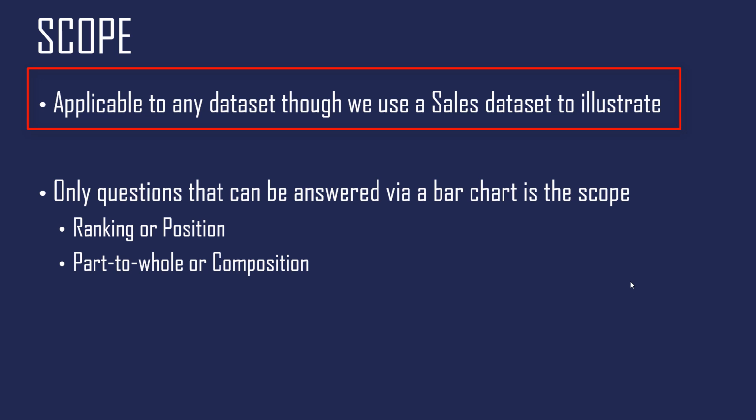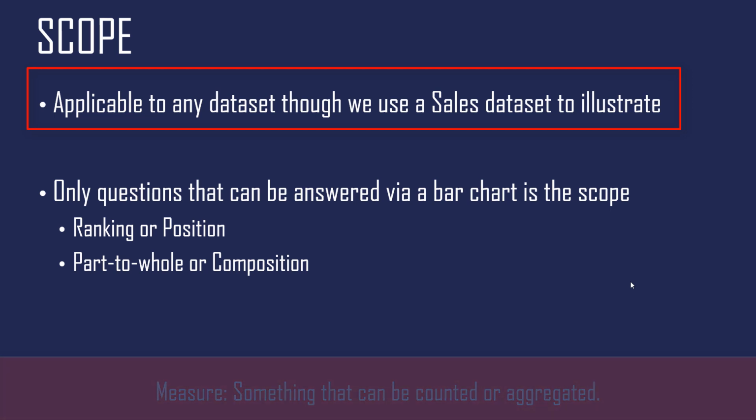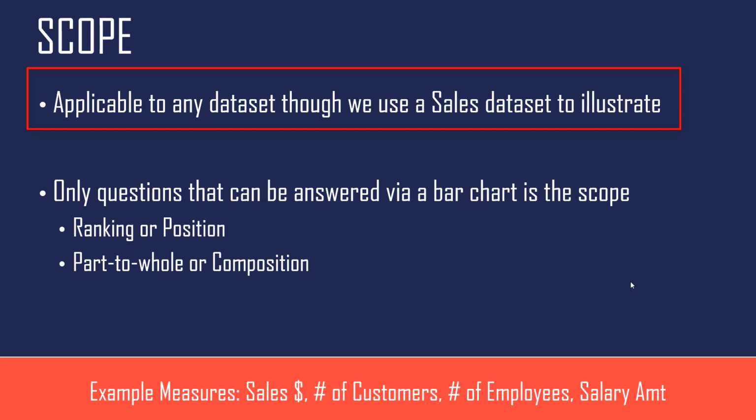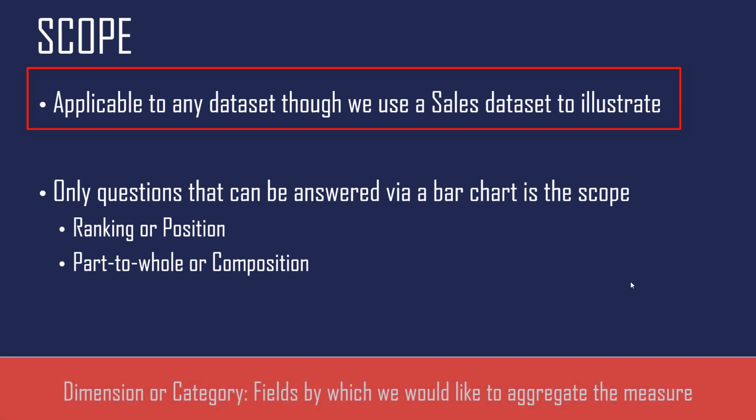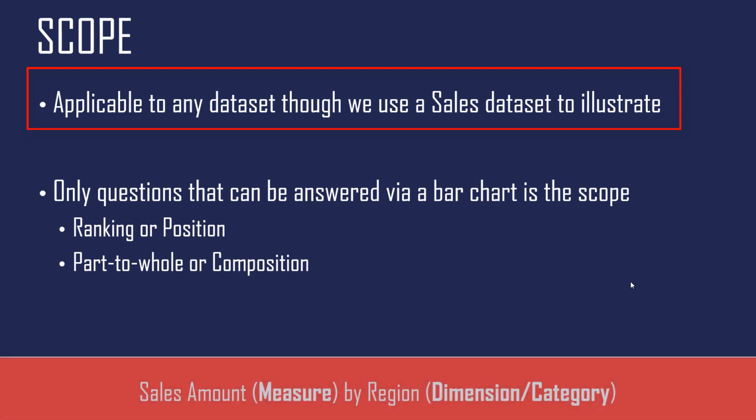As long as you have data which represents measures or metrics, which are things we want to measure, for example, sales, number of customers, number of employees, and so on. And as long as you have columns which represent dimensions or categories by which you want to analyze. For example, number of employees by department. So department is the category or the dimension there. Sales by region. In that case, sales is the measure, but the region is how you want to analyze it, and that's the dimension or the category.